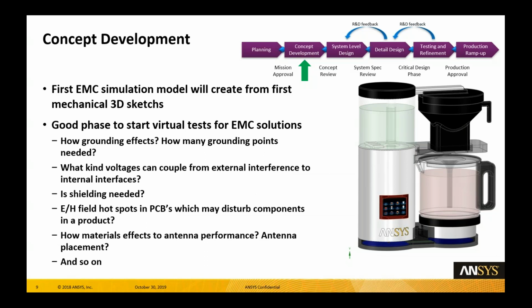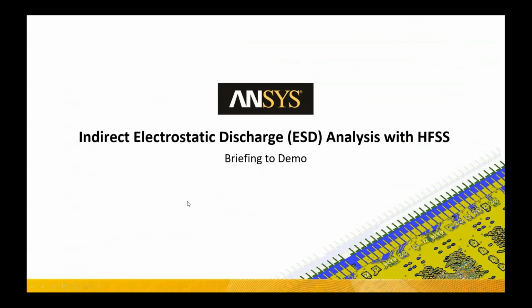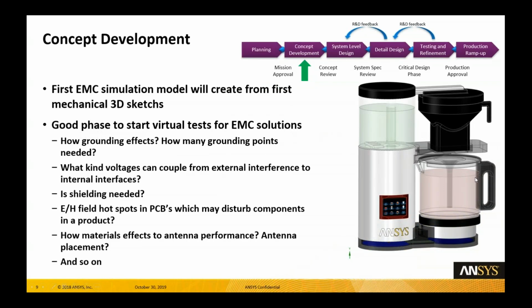For example, how the grounding would affect the performance of the coffee machine, how many grounding points are needed, what kind of voltages can couple from external interference to internal interference, is shielding needed, E and H field hotspots in PCBs which may disturb components in the product. How materials affect antenna performance, and what about antenna placements, and so on. There are a lot of concepts that need to be validated. Hence we are at the concept development stage.